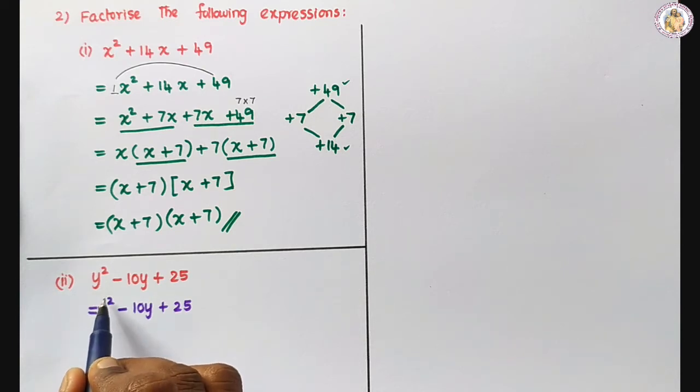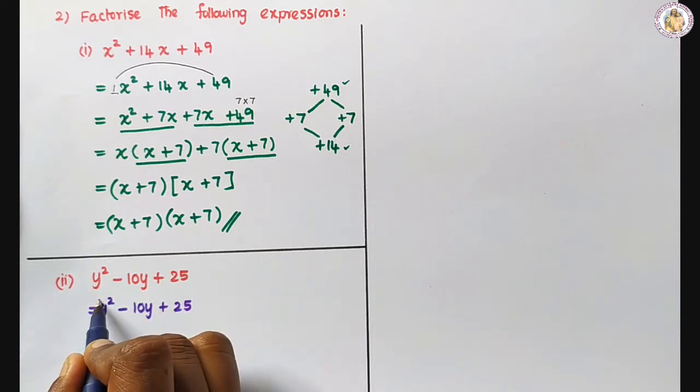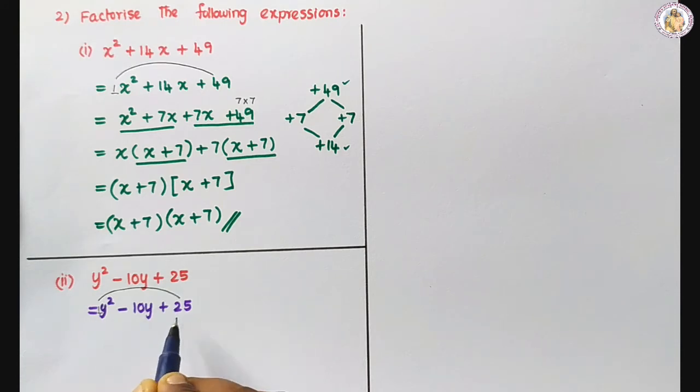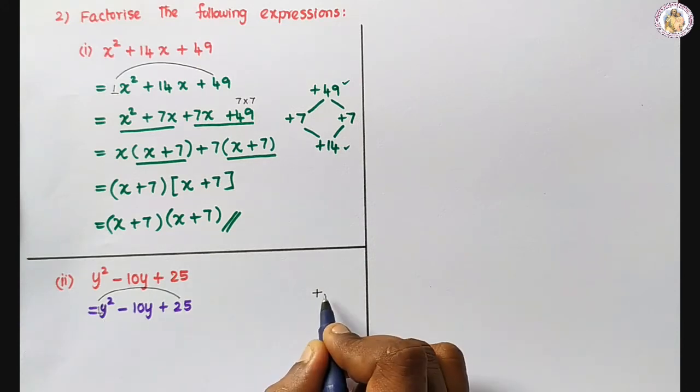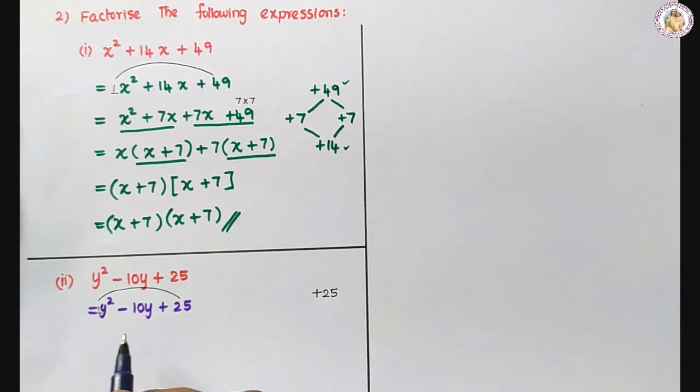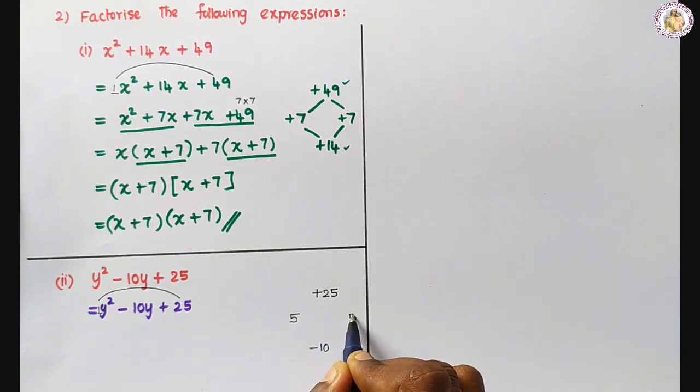So multiply the y squared coefficient and the constant term: plus into plus, plus, 1 into 25, 25. And the coefficient of y is minus 10. Now we have to find two numbers: if we multiply them we should get plus 25, and if we add them we get minus 10. So 5 fives are 25, we know that.